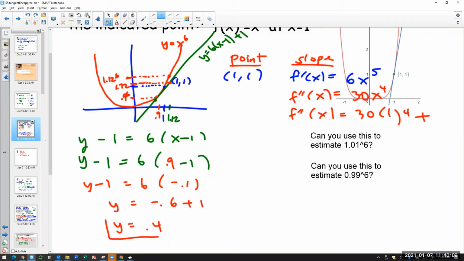Okay, so what is this, y equals 0.4? That is an approximation. So let me write that down. That's an approximation for 0.9 raised to the 6.